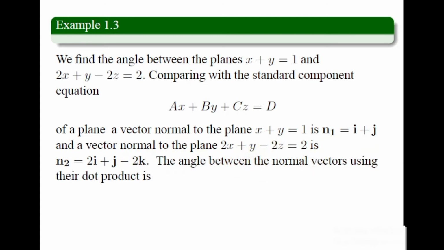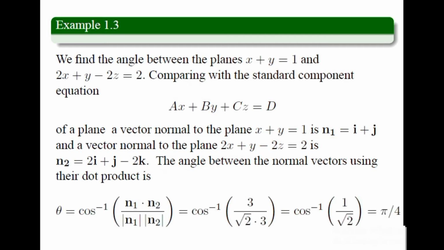So the angle between the normal vectors using their dot products is theta = cos inverse of (n1 · n2) / (|n1| |n2|), which is equal to cos inverse of 3 / (square root of 2 times 3). See why this 3? What is n1? n1 is i + j. n2 is 2i + j - 2k.